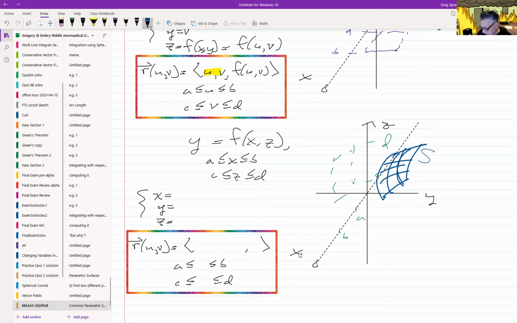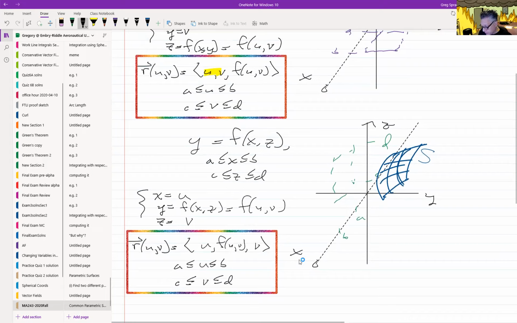So this time I'll let x and z be u and v respectively. And if y is f of x z, that means y is f of u v. And to make a vector function, I just put the three component functions into a vector, like so. And u goes from a to b. v goes from c to d. I'll do some specific examples in a minute.